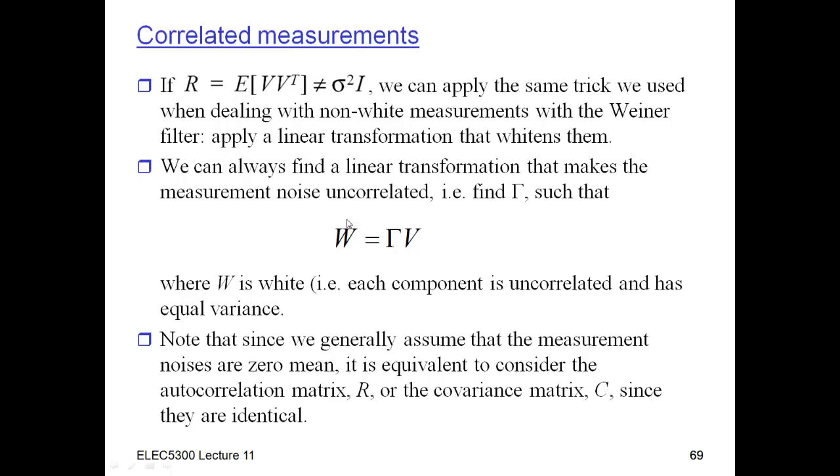Of course, when we do that, we're also going to transform the x's, so we'll have to do a little bit of work. But we know that we can always do this. And since we generally assume that the measurement noises are zero mean, we don't really have to worry about whether we're dealing with the covariance matrix or the autocorrelation matrix.